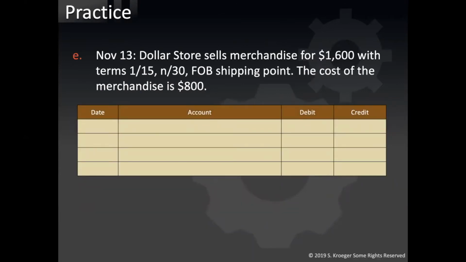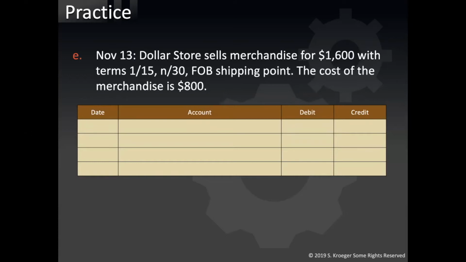On November 13th, the dollar store sells merchandise for $1,600 with terms 1/15, n/30, FOB shipping point. The cost of the merchandise is $800. As a reminder, you can pause this video to try on your own first. For this transaction, you just need to follow the entries from the previous slide. First, we input the sale as you normally would.